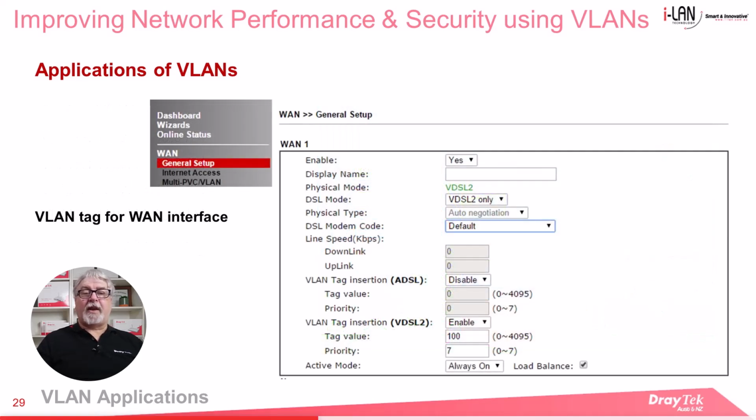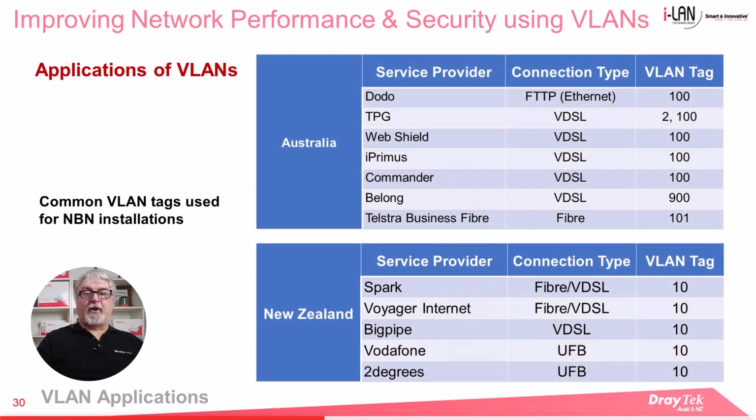Another example where VLANs are used is in adding a VLAN tag for the WAN connection. This is set up in the WAN General Setup configuration menu in DrayOS routers. And the reason for that is that some NBN service providers use VLAN tagging for WAN connections. When connecting a Draytek router to one of these service providers, you'll need to enable the VLAN tag on the WAN side. Otherwise, data connection won't be available.